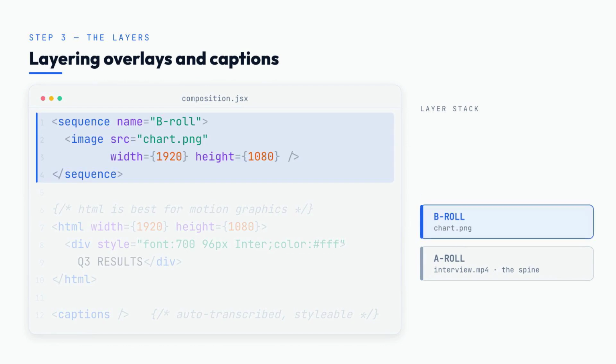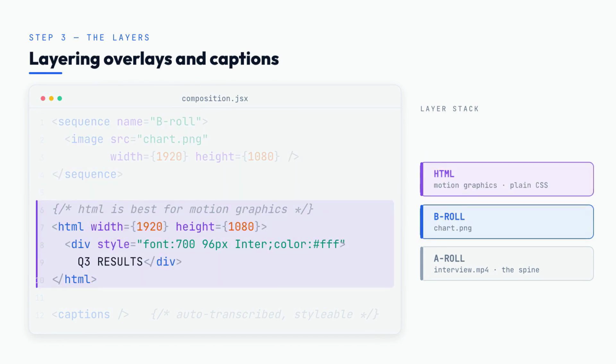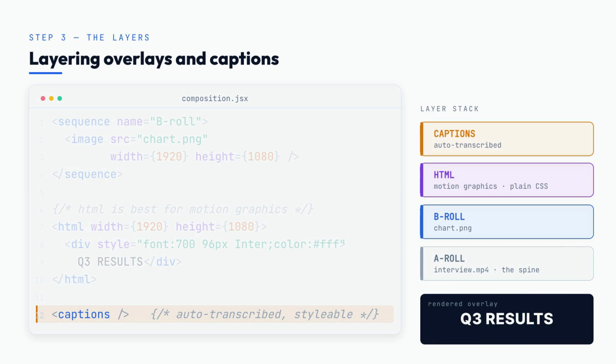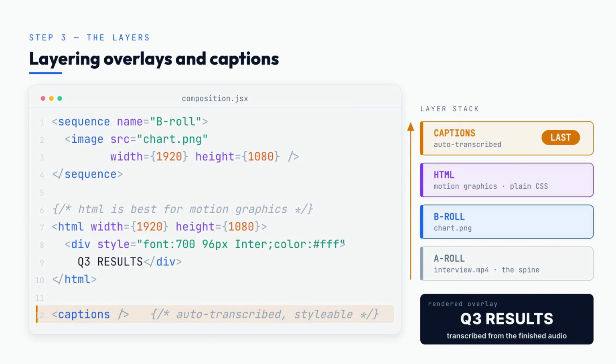A second sequence carries the B-roll, here a chart image dropped over the interview. The HTML tag renders motion graphics using ordinary CSS, so any web layout you can write becomes an overlay. And the captions tag transcribes the finished audio automatically. Always add captions last, once everything else is in place.